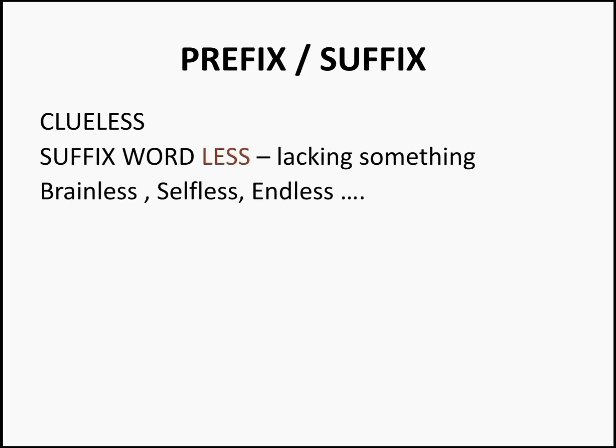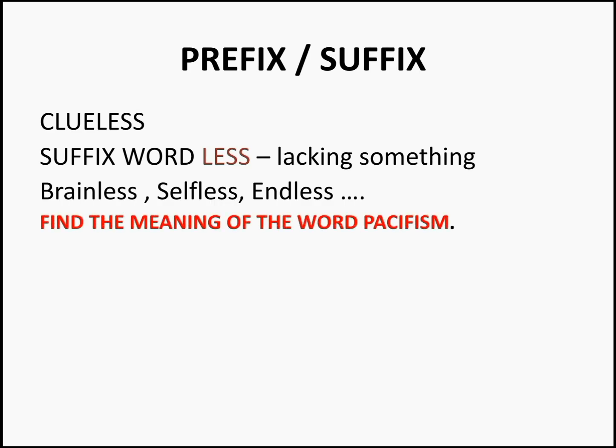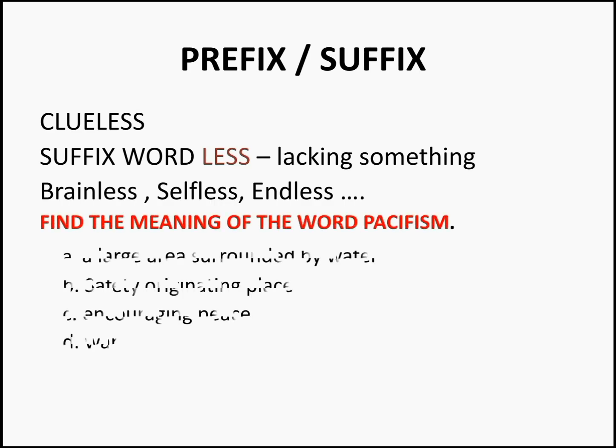In a similar manner, we are going to have the second technique, that is the prefix suffix technique. Look at the word clueless. You see a suffix in the word, that is LESS, which means not possessing or lacking something, just like your brainless, selfless, endless. So in that way, find the meaning of the word pacifism, and your options are a large area surrounded by water, safety originating place, encouraging peace, and war.